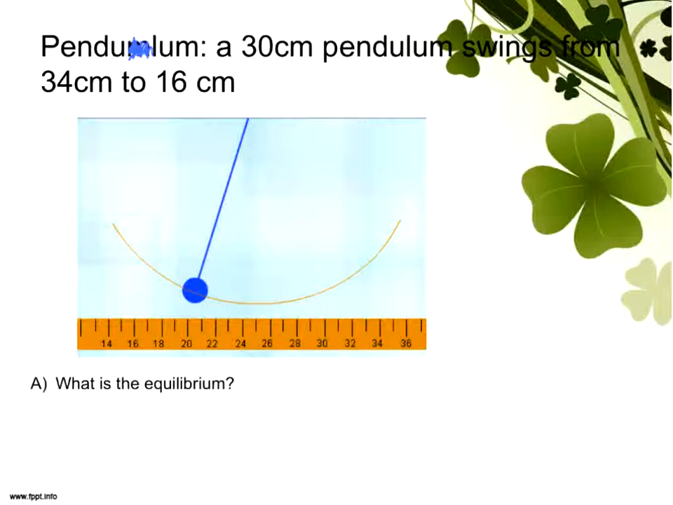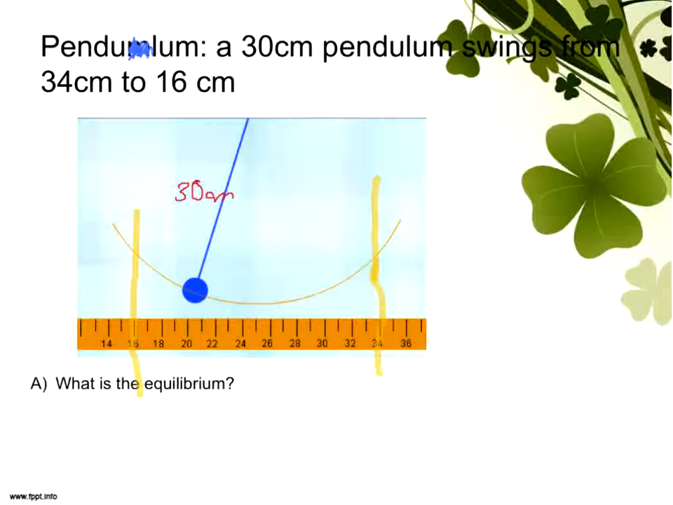So this pendulum is going to go from 34 inches, let's make a little mark on our graph, to 16 inches, making another mark on our graph. And it's telling me that the pendulum itself is 30 centimeters. So let's mark that on my picture. Let's make the pendulum 30 centimeters. What is the equilibrium? So remember, the equilibrium is going to be the place where it is at rest, where it's sitting at rest, where it's not moving.